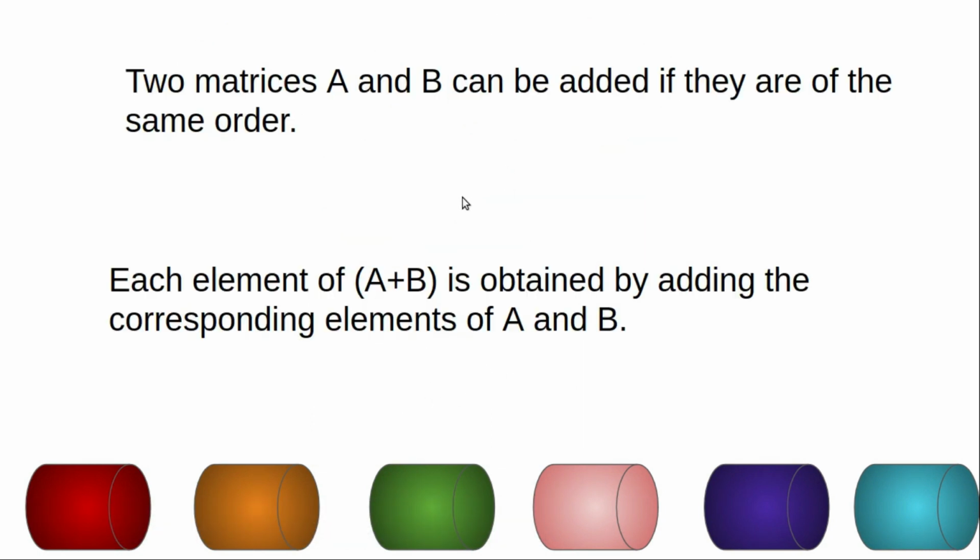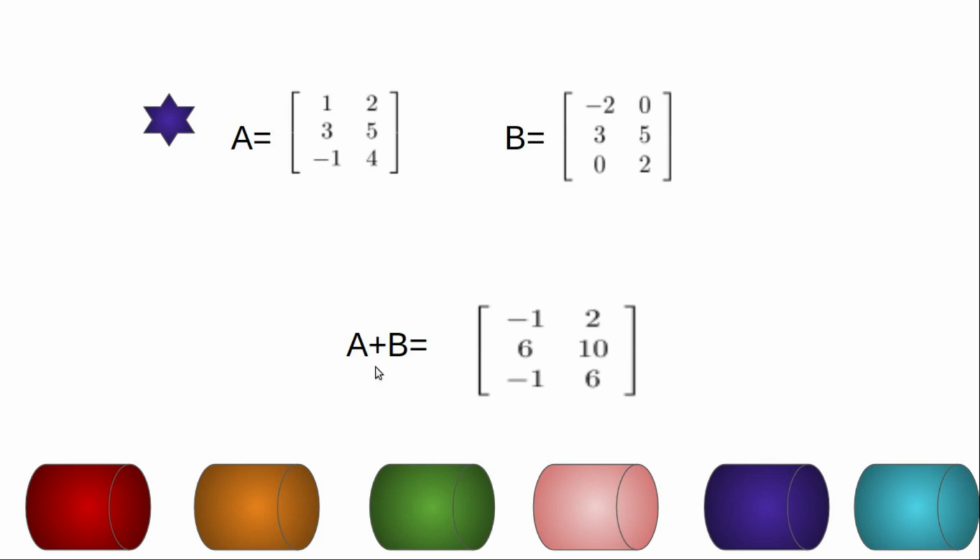Two matrices A and B can be added if they are of same order. Each element of A plus B is obtained by adding the corresponding elements of A and B. For adding two matrices, the first condition is that they are of same order.